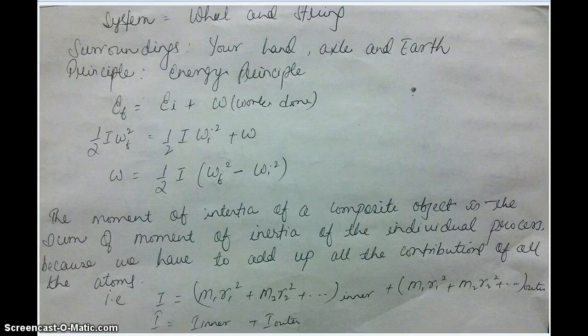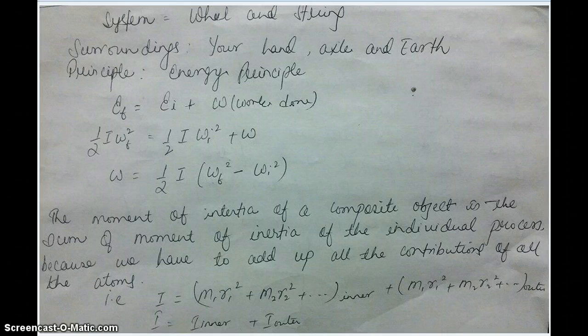The systems in this question are the wheel and the string that are doing the work, and our surroundings are our hand, of course, which is pulling on the string, and there's the axle and the earth. So the first principle that we're going to use in this question is the energy principle, and the energy principle says final energy is equal to initial energy plus work done.